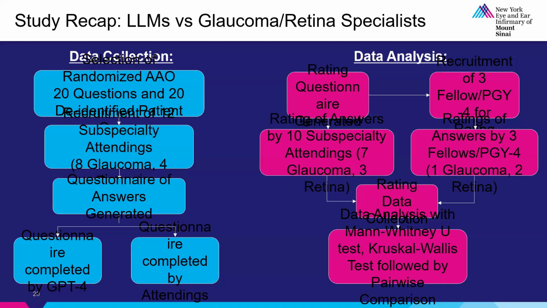assessment plans that were created by these attendings, as well as GPT-4, be created into another questionnaire, and then blinded with subsequently more attendings, as well as a couple fellows and PGY4s that then rated them based on a Likert scale. And then this was with data analysis with Mann-Whitney and Kruskal-Wallis tests.